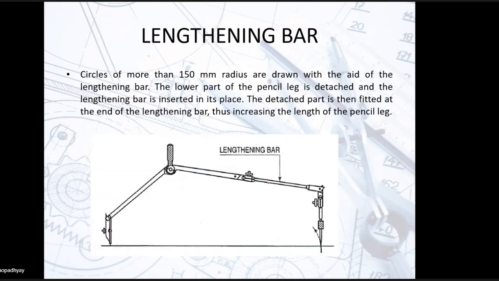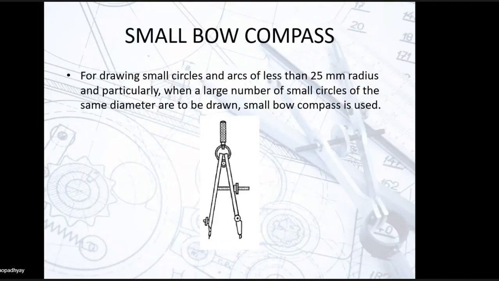This one is your lengthening bar. See here, if you attach the lengthening bar, circles of more than 150 mm radius are drawn with the aid of the lengthening bar. Right? So this one is your lengthening bar that I showed you in the instrument box. Now you have a small bow compass. It is used for drawing circles and arcs of less than 25 mm radius, and particularly when a large number of small circles of the same diameter are to be drawn, the small bow compass is used.